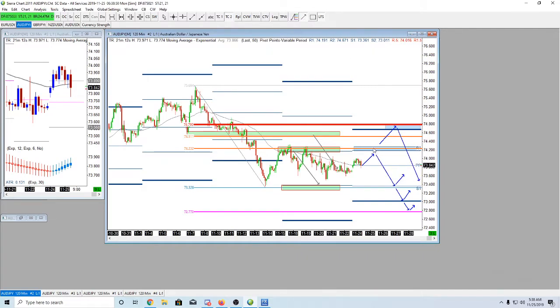If I got in with half a unit of my allotment here and it goes down, I wait for my next pullback and then I get in with the second half of my allotment after I get my pullback. Does that make sense?